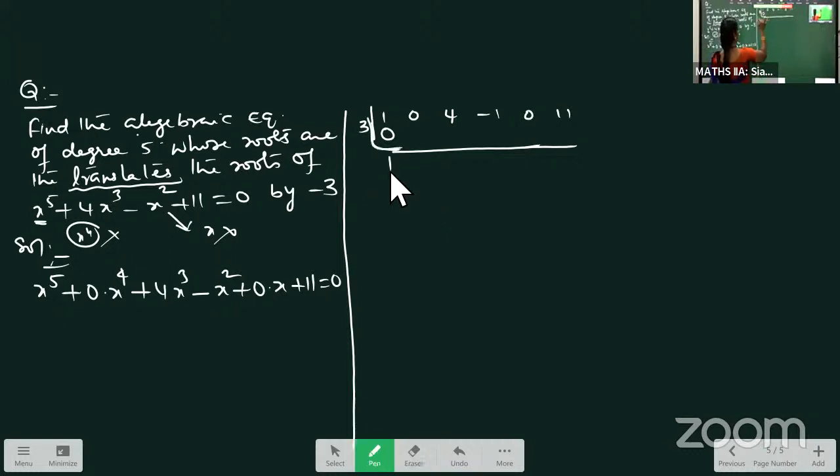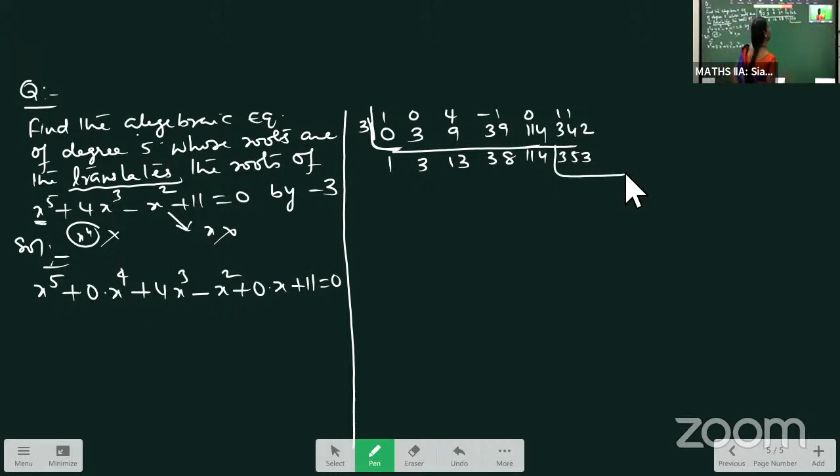This is 1 here. So 1 into 3 is 3. Here 3 into 3 is 9, and we are getting 13, and 13 into 3 is 39, and this is 38, and 38 into 3 is 114, and 114 into 3 is 342. And what is the last value here? 353, you will get that. Okay, so keep this 353 aside.